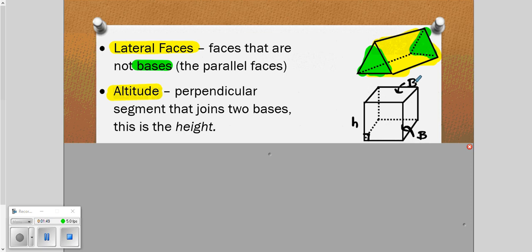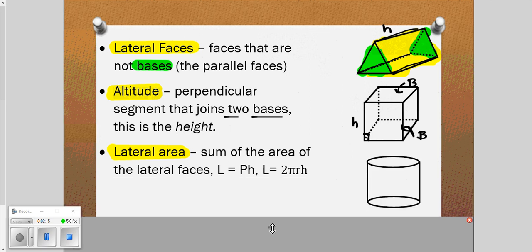For our triangular one, the height or the altitude is not going to go from top to bottom because the bases go side to side like that. This measurement would be the height. So that would be this part here, which would be the same as this part, which would be the same as that part. So any 3 of those would be considered the height because they join the 2 bases.